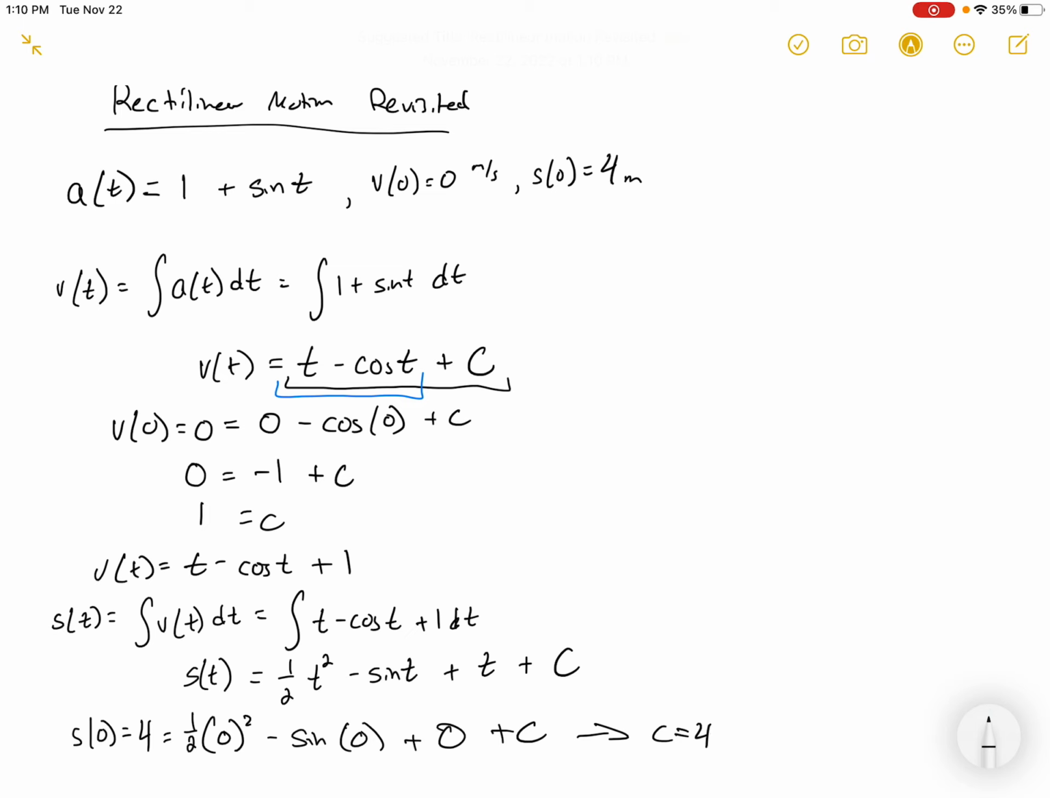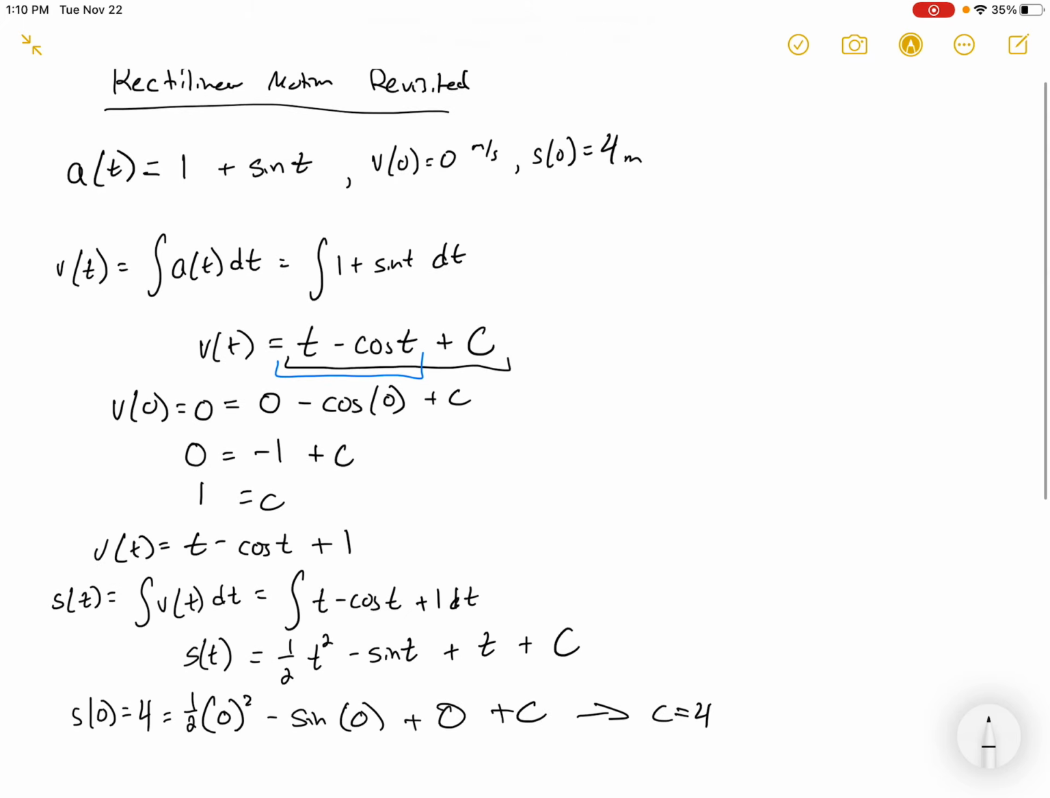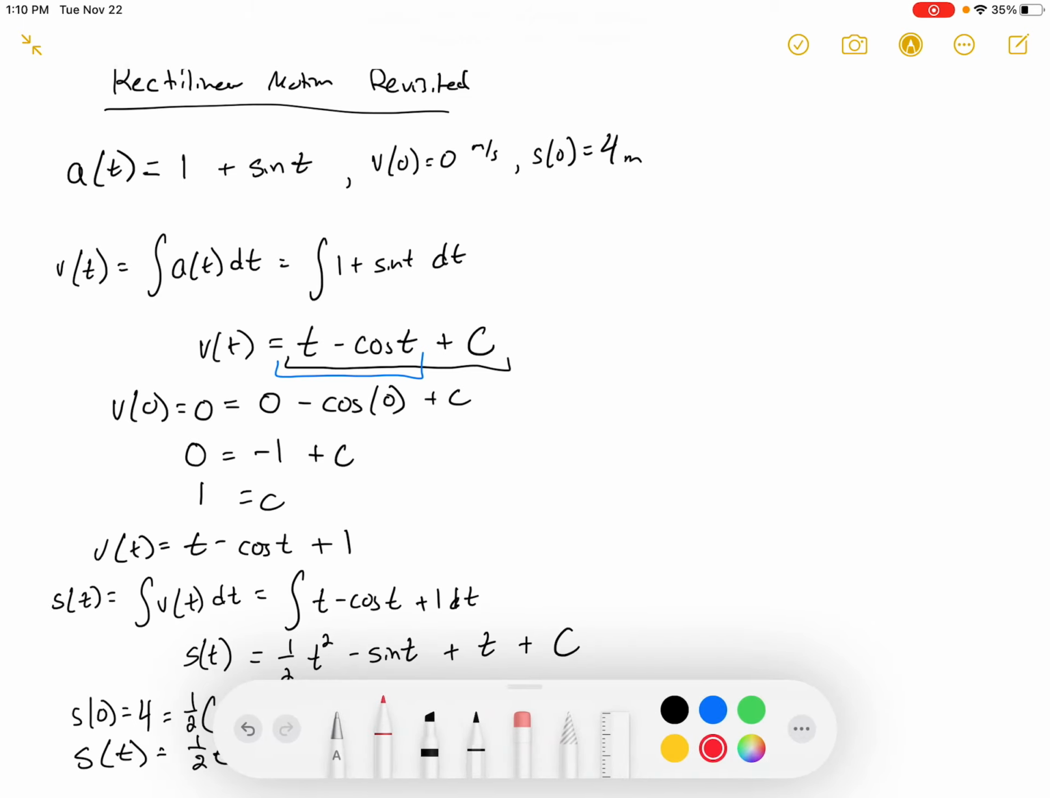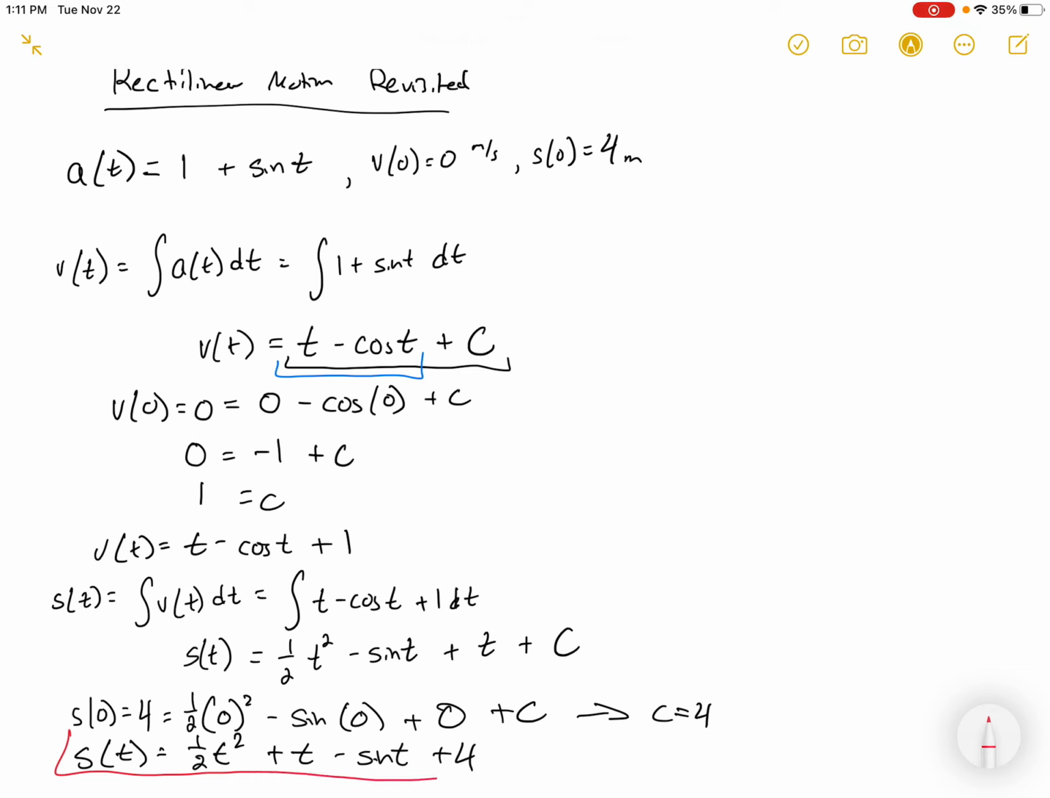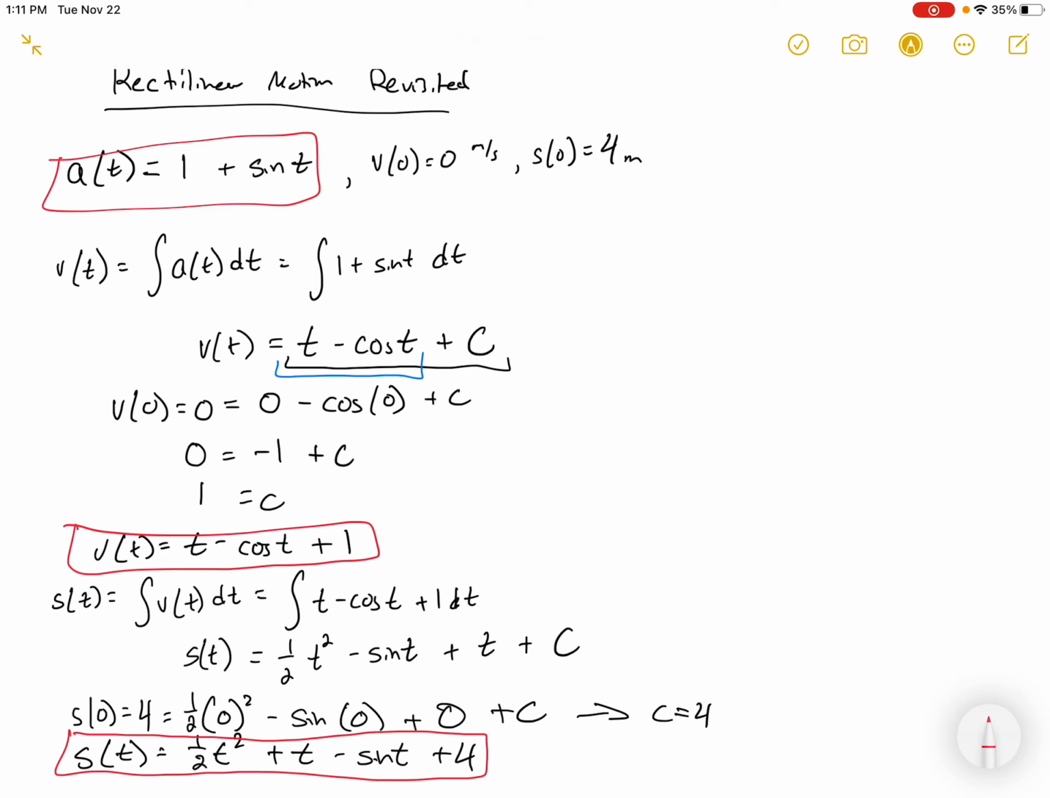So in one of these examples, we got something different than my initial condition for c, and in the other one, I got the same thing. So this tells us that s of t is 1/2 t squared plus t minus sine t plus 4, and that was my position function. Once we have these two functions that we're going to put in red boxes, and of course my acceleration, these three things you could analyze heavily to figure out anything.